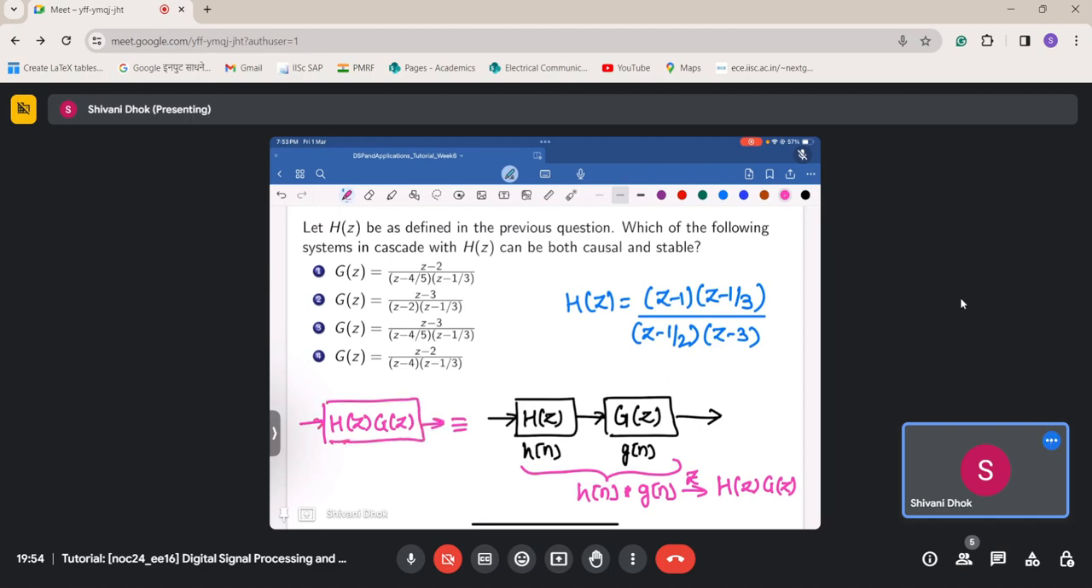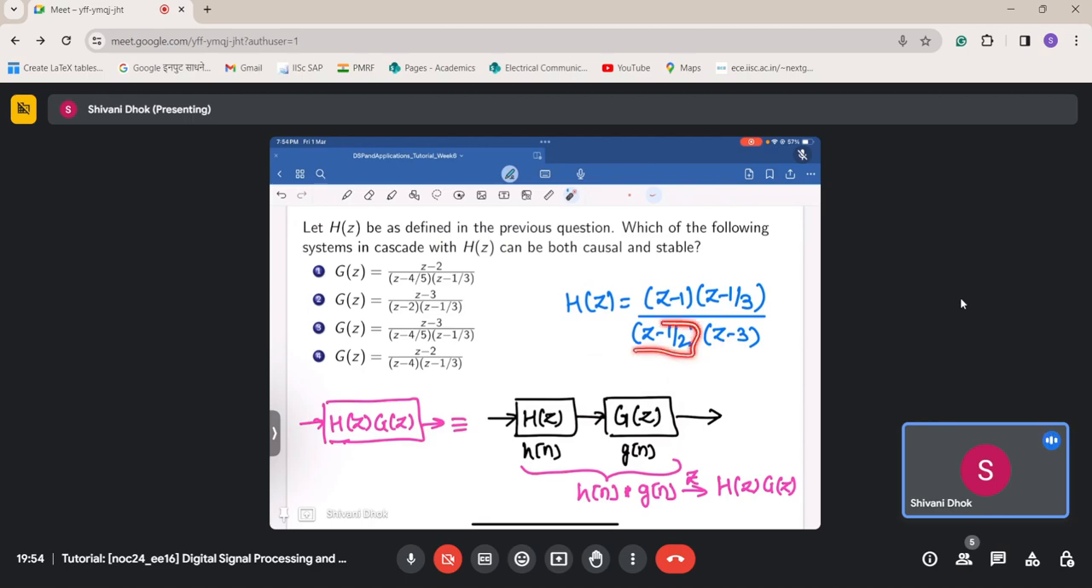Okay, so now what is asked is, what system block should I connect in cascade with this H(z) such that this equivalent system which I am getting is both causal and stable. If you observe this H(z), causality and stability is affected by poles, not zeros. So now let us just focus on the poles.